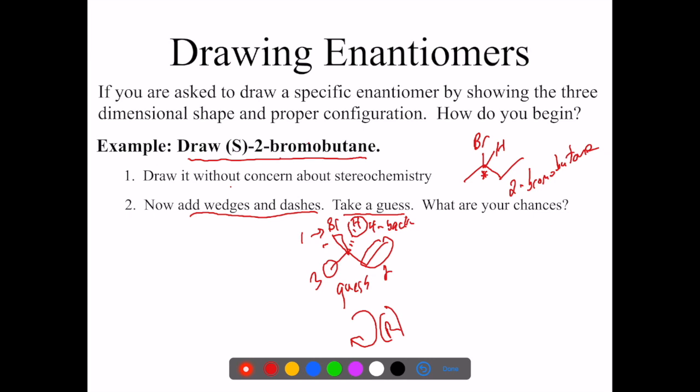So how do I draw S then? Well, I had a 50-50 shot. I got it wrong. So just draw it the other way. I'll just switch the H and the Br. I could have left the H and the Br alone and moved the methyl and ethyl to either side, switch those two. You switch 2 groups, you get the other one.